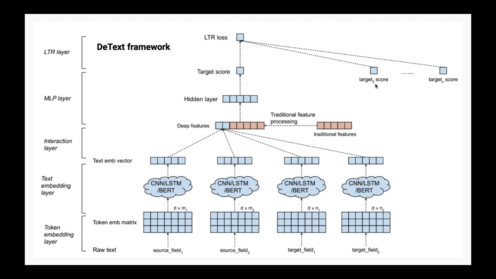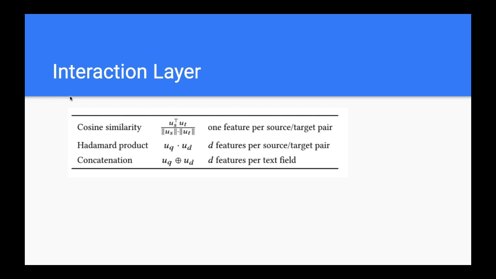Which is very interesting. And one thing worth noting is they don't just put the traditional features in and calculate that. They do some processing. That's extremely important. If you don't do that, your model will not perform well, which I'll cover later. So let's go through the interaction layer a little bit.